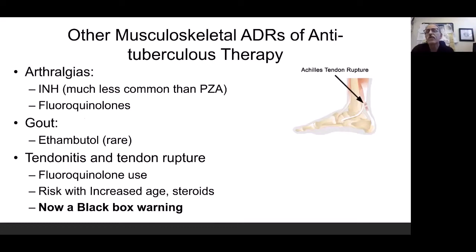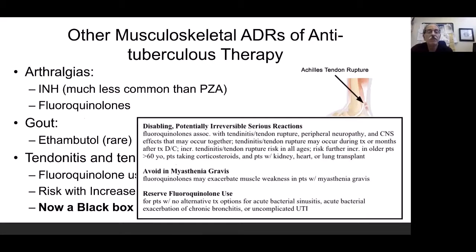But the other one that we worry about with quinolones is tendinitis and tendon rupture, and this is now a black box warning for the use of fluoroquinolones. The risk of tendinitis and tendon rupture increases with increasing age and concomitant steroids, and this is the black box warning. So usually if we're using fluoroquinolones for anti-tuberculous therapy, we're using it because we have a strong indication, but it's important to be aware of this risk, especially in elderly patients and those on corticosteroids.